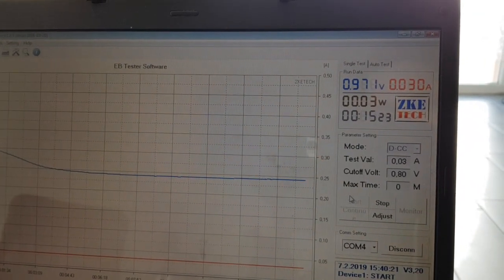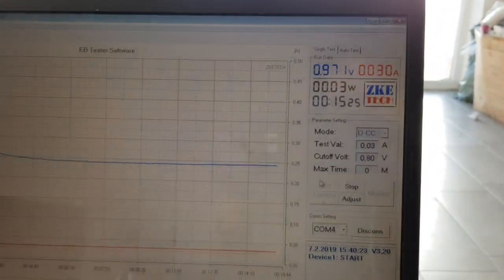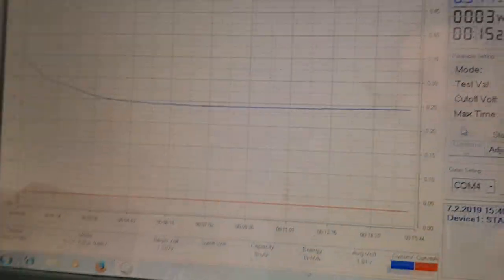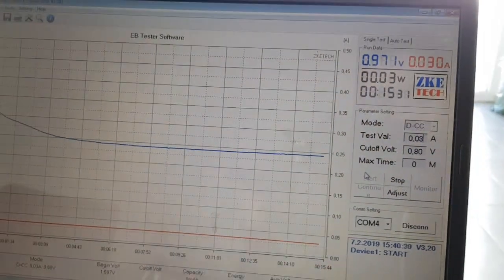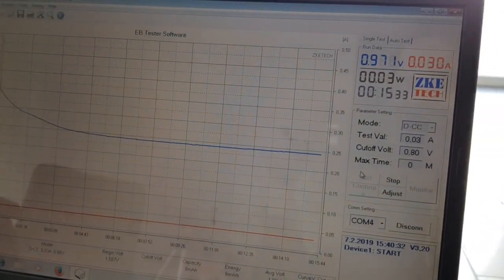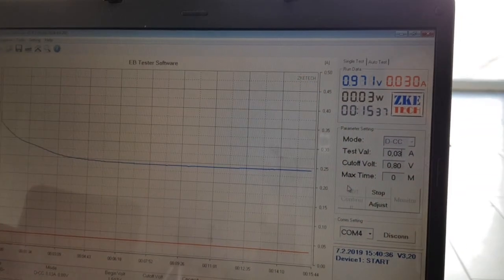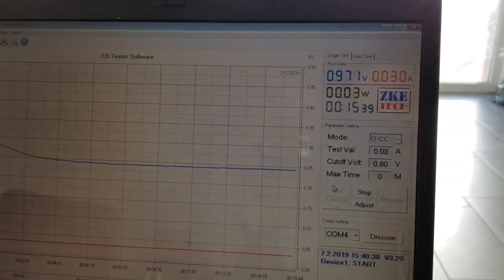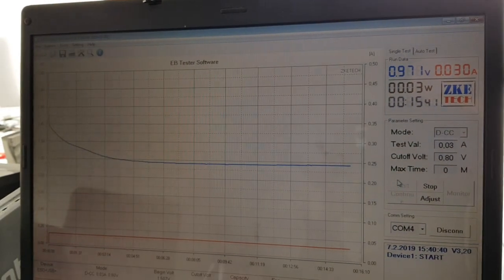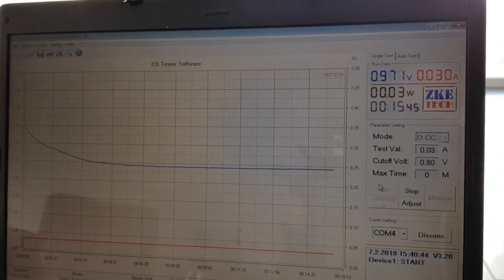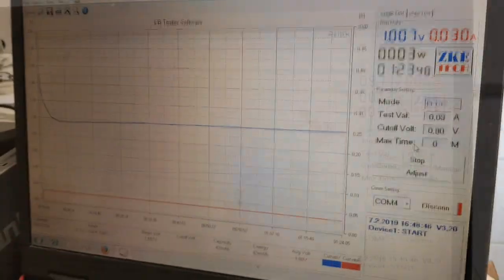And now the voltage is even higher. Okay. Interesting. So right now I don't have any idea why this one is like so.